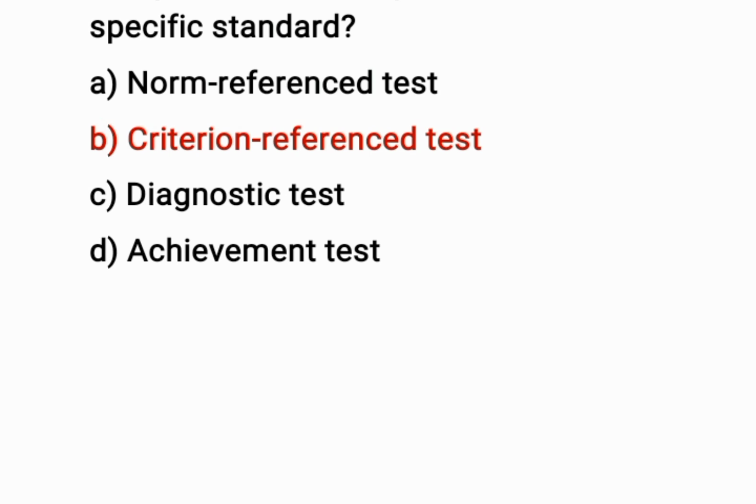Okay, question number 10. Which type of test is used to compare a student's performance to a specific standard? The correct option is B. Criterion reference test is used to compare a student's performance to a specific standard.